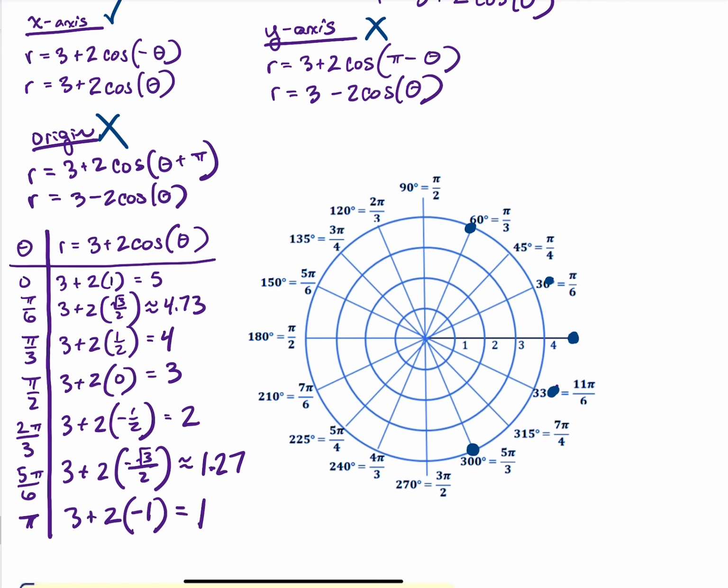Then 3 at pi over 2. So radius 3, angle of pi over 2. So 1 there, 1 on the bottom. Then 2 at 2 pi over 3. So something there. Then a reflected point would be down here. Then 1.27, so like 1 1/3 about, and 5 pi over 6. So something like this, the reflected point, and then pi, 1. And then let's connect this with another smooth curve.